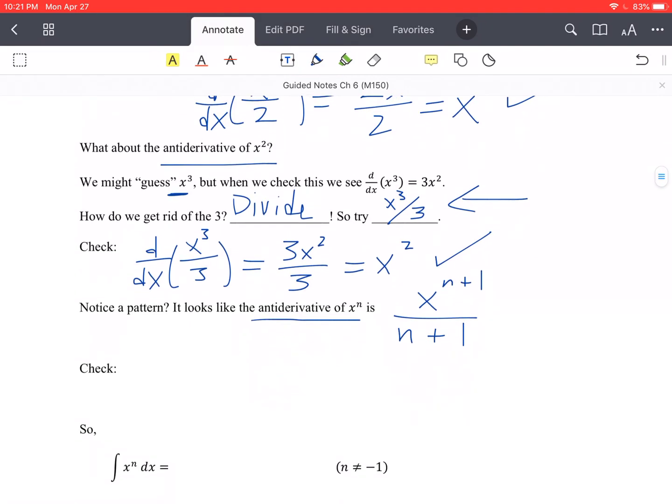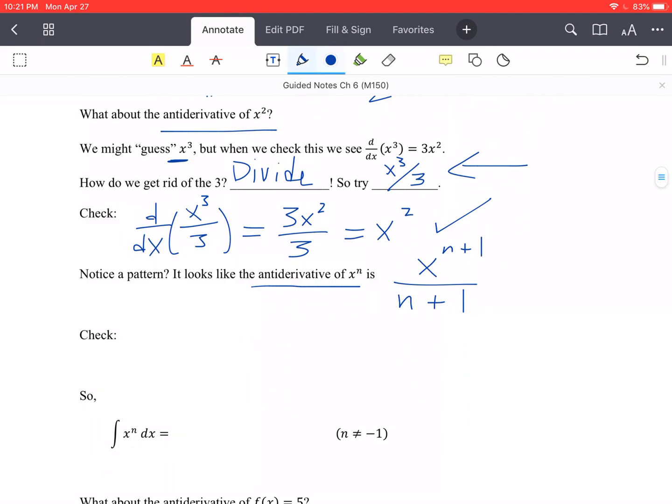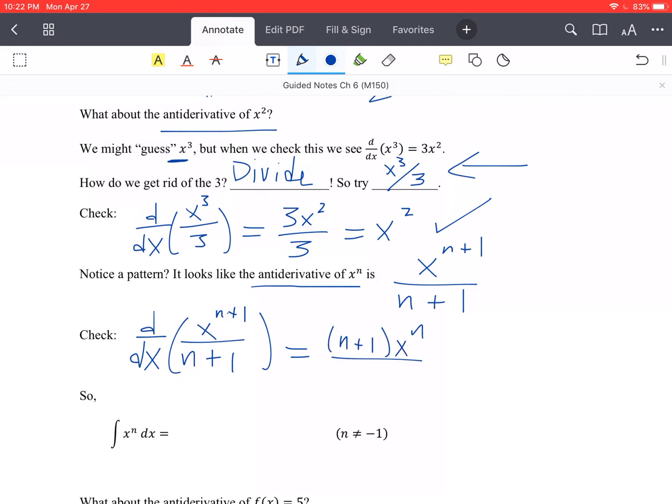Let's check that. Let's see if this actually works. So the derivative of x to the n plus 1 over n plus 1. If we can get x to the n, then we're golden. So use the power rule, bring down the n plus 1 times x to the n over n plus 1. Notice we do get that cancellation there, and that gives us x to the n. So we do, in fact, have a valid antiderivative here.